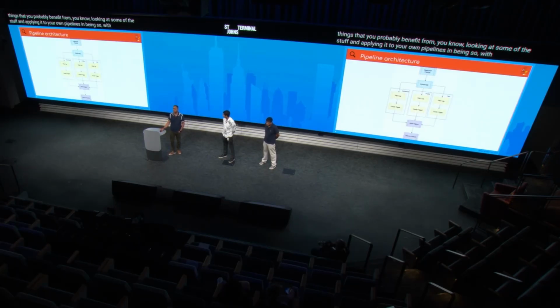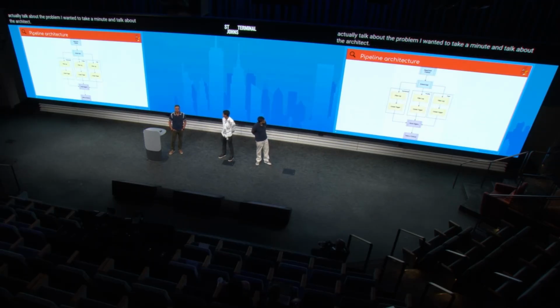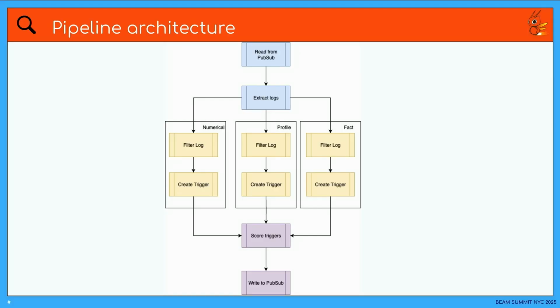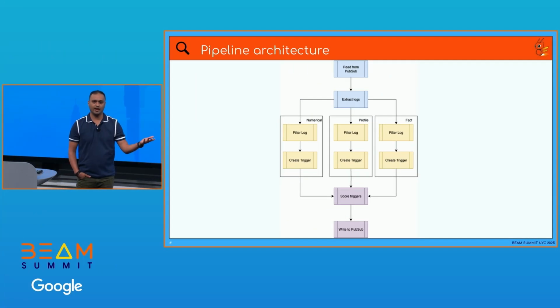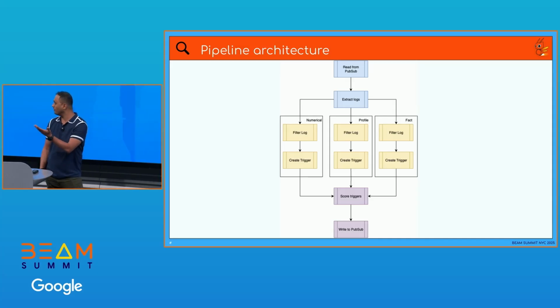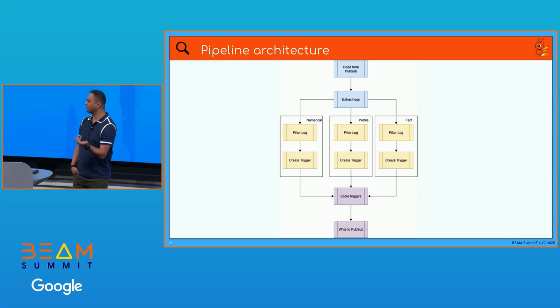Before I actually talk about the problem, I wanted to take a minute and talk about the architecture of our Beam pipeline. As I mentioned before, we ingest logs, we detect malicious activity, and then we alert our customers. This is a very high-level architecture of the Beam pipeline. At the beginning, we just read our events from PubSub. We extract the actual log messages from the files, and then we have 3 different proprietary models that we run. Some are numerical models, some are profile models, and fact models.